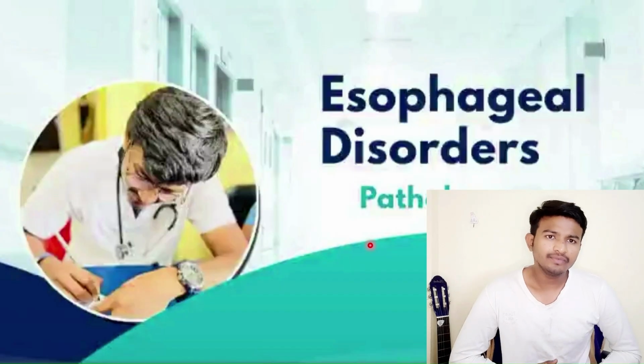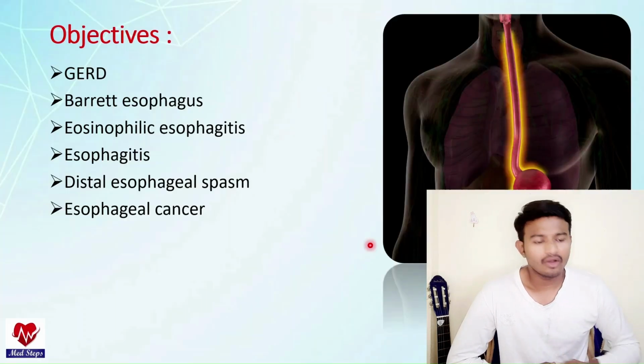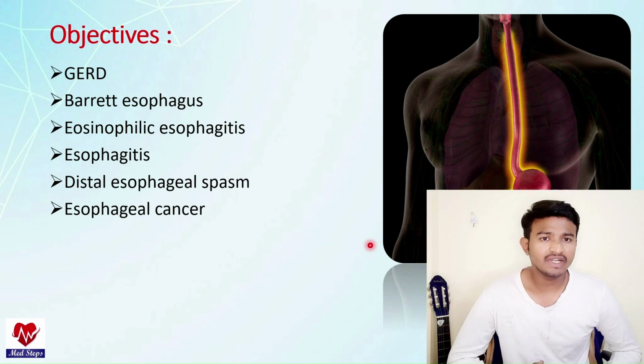So, in this video, we are covering some pathological disorders of the esophagus. First one, GERD. GERD means gastroesophageal reflux disease. Barrett esophagus, eosinophilic esophagitis, esophagitis, distal esophageal spasm, and esophageal cancers. First one, gastroesophageal reflux disorder.